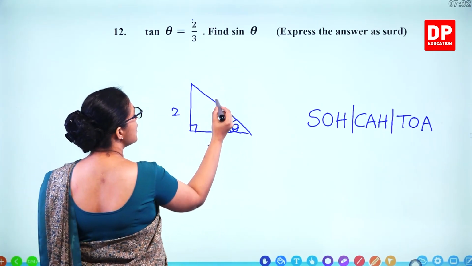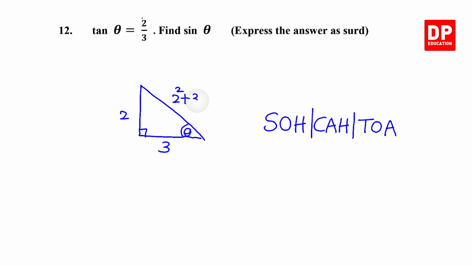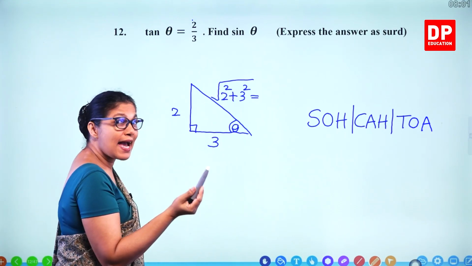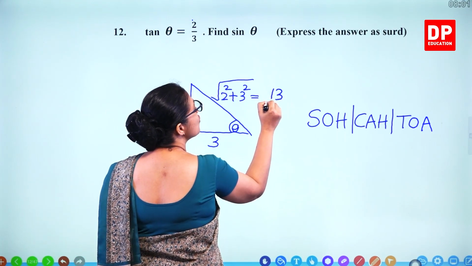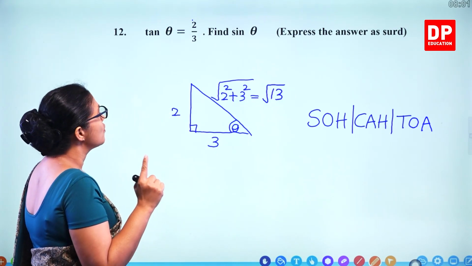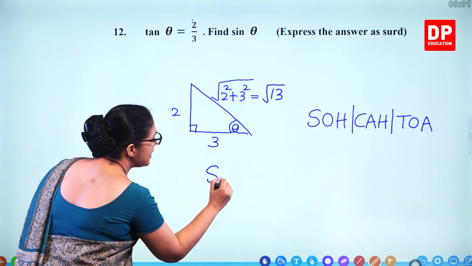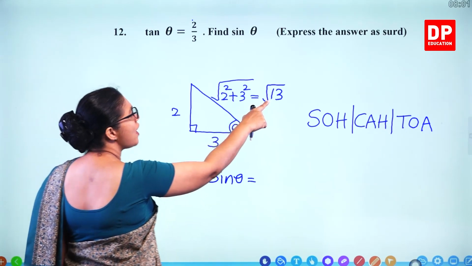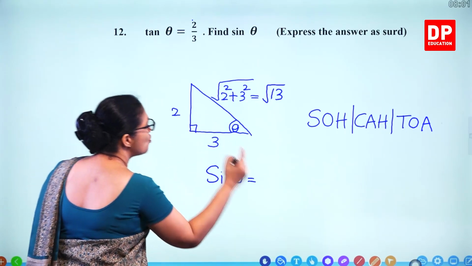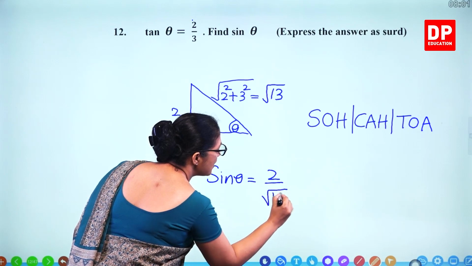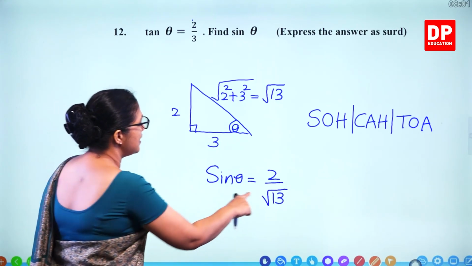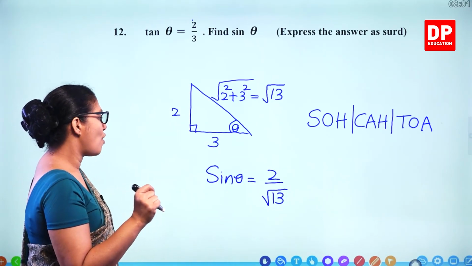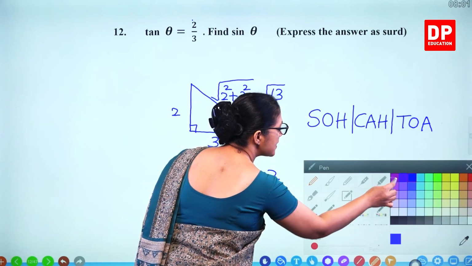So, how do you find the hypotenuse? 2 squared plus 3 squared and take the square root. So, 2 squared is 4, 3 squared is 9, 9 plus 4, 13. So, you get root 13. So, we need the sin theta ratio. What is sin theta? Opposite over hypotenuse. Now, we found the hypotenuse is root 13. So, 2 over root 13. So, this is the surd form because they are asking to give the answer in surd form. So, you get 2 marks for that.